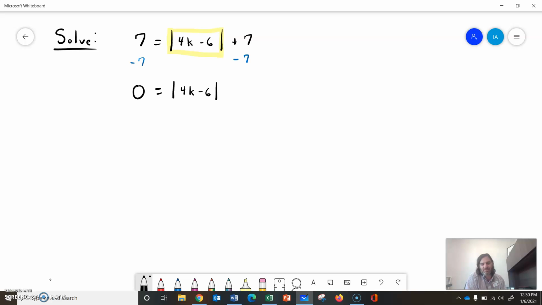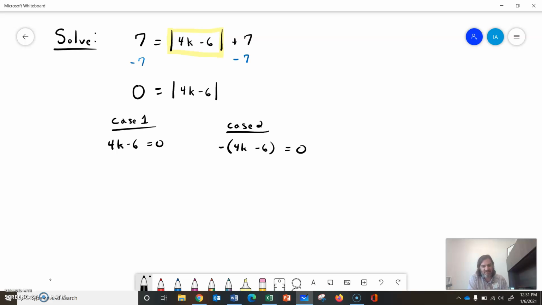So this one isn't super interesting, but we can still do the two cases. Case 1, remember that we can take the 4k minus 6 and just drop the absolute value. And then in case 2, we can change the sign of it. So we'll have negative and then quantity 4k minus 6 equals 0.